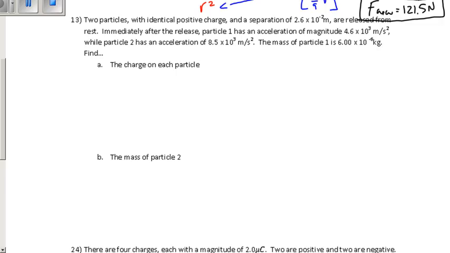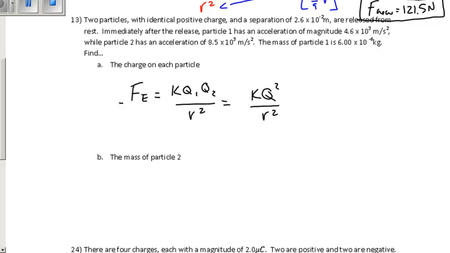So if we take a look, we're trying to find the charge on each particle. Remember, they're similar charges, so we're trying to find the charge. The only equation we know so far with charge is k Q1 Q2 over r squared. Remember, these are the same charges, so we've got k Q squared over r squared.